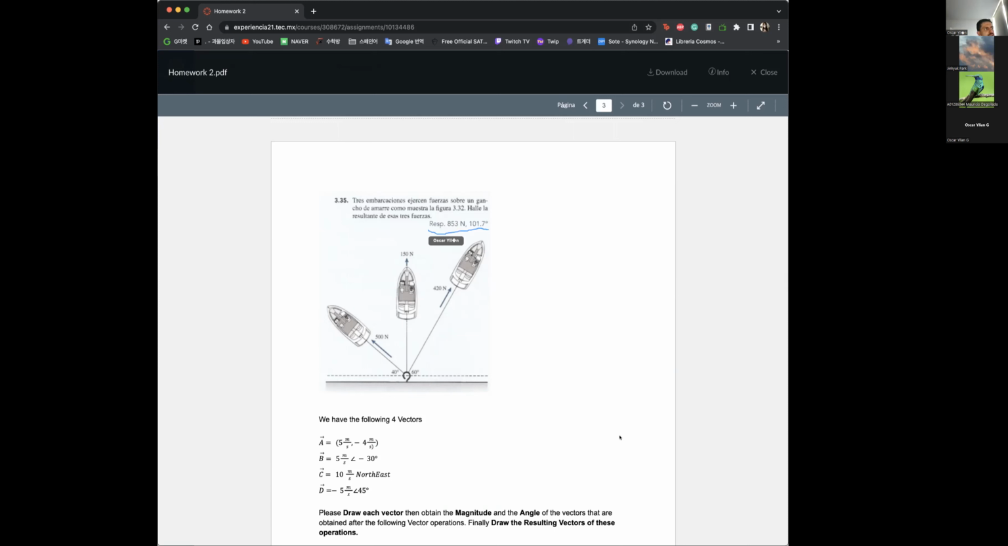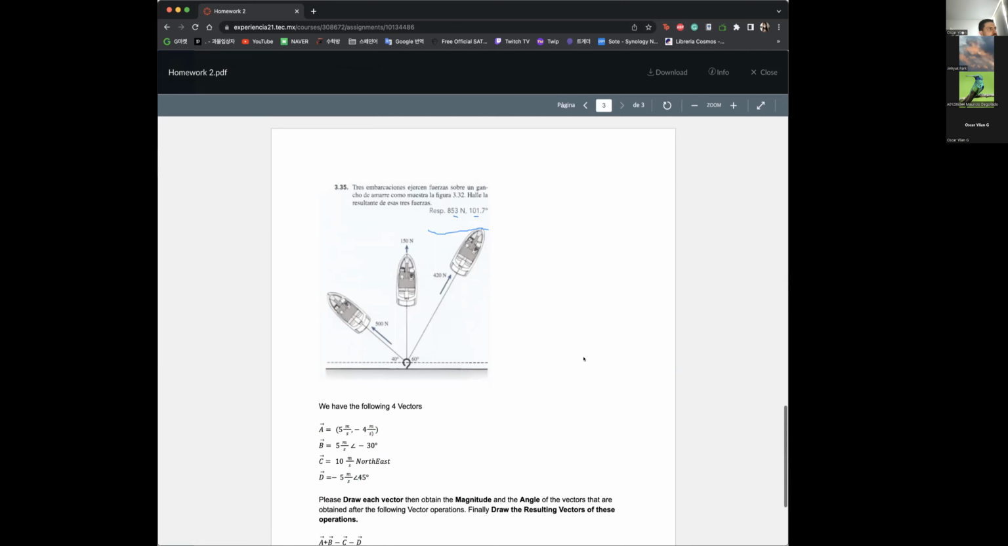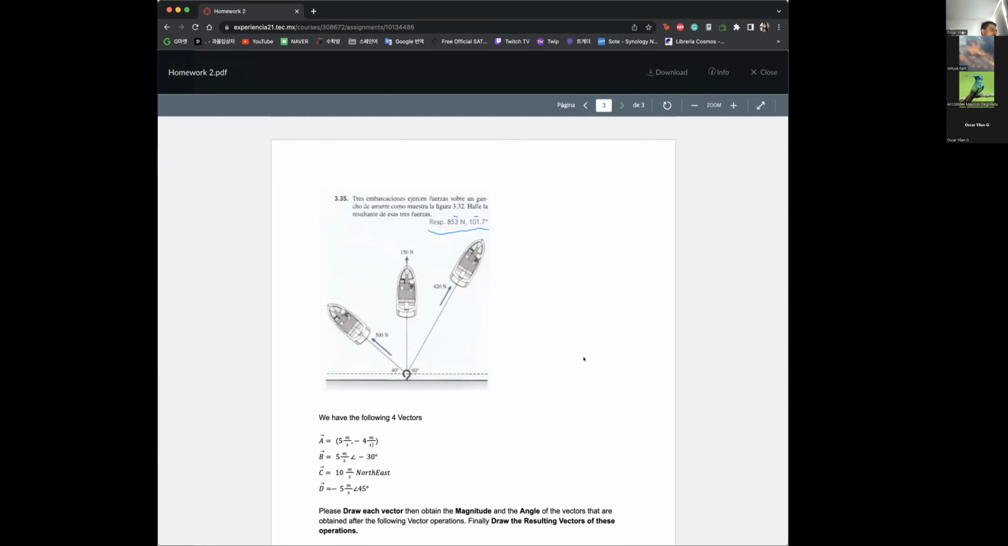It's asking you the magnitude and the angle. It's asking you both. It already gave it to us. Well, it's just for you to check that you did your procedure right. That's the final answer. But obviously you have to do it. So that 8.53 is the magnitude and 101.7 is the angle of the resulting vector of these three forces. Yes. Okay. And from now, what do I have to do?